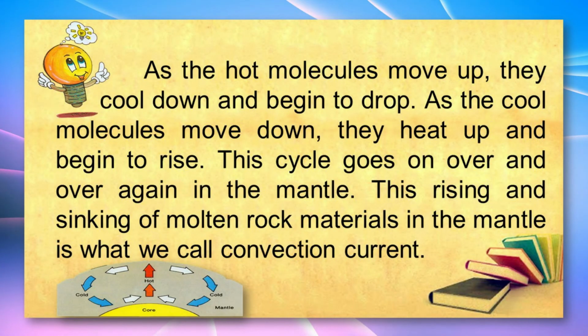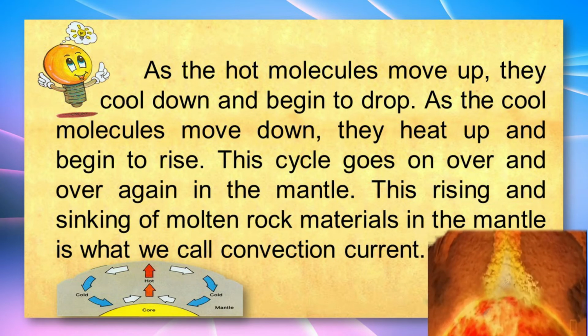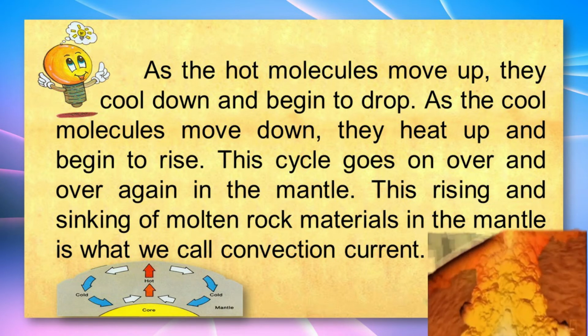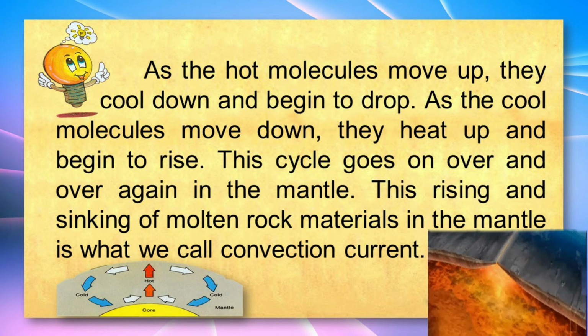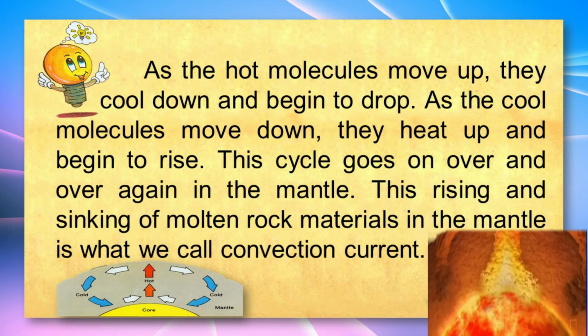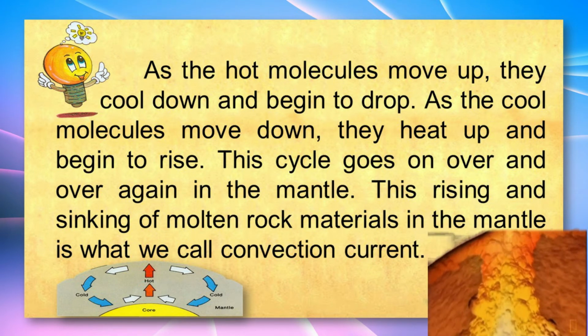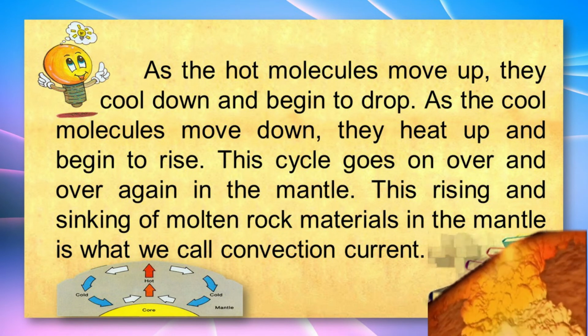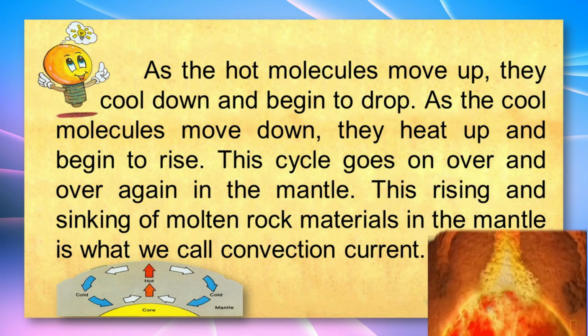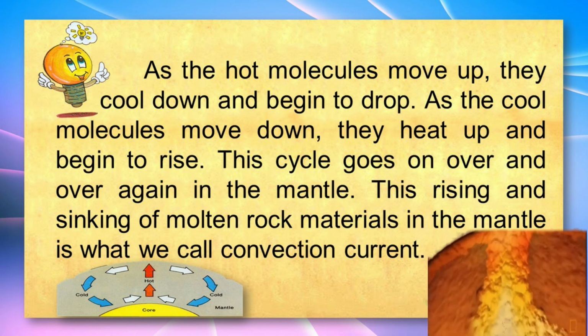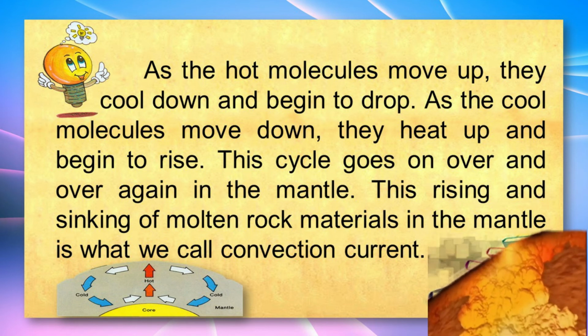As the hot molecules move up, they cool down and begin to drop. As the cool molecules move down, they heat up and begin to rise. This cycle goes on over and over again in the mantle. This rising and sinking of molten rock materials in the mantle is what we call convection current.